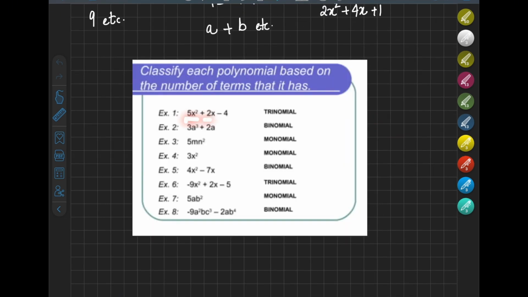This has 1, 2, 3 terms, so that is why this is a trinomial. 2 terms binomial, 1 term monomial, 1 term monomial, 2 terms binomial, 3 terms trinomial, 1 term monomial and 2 terms binomial.